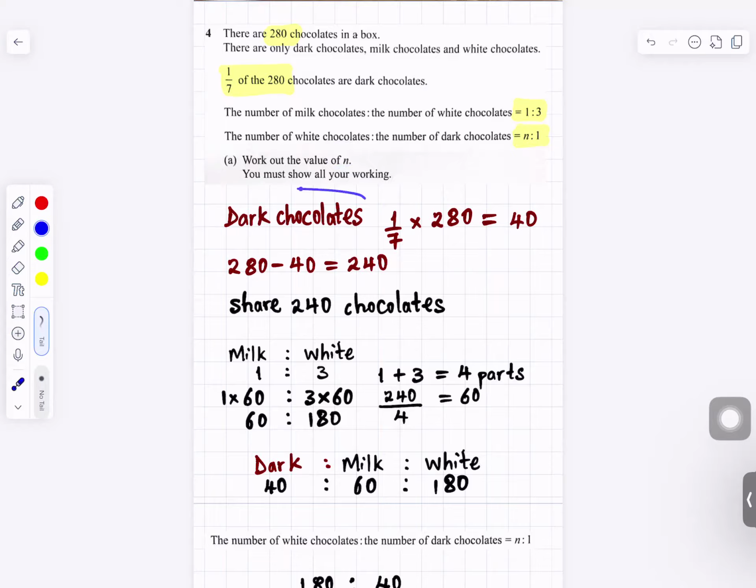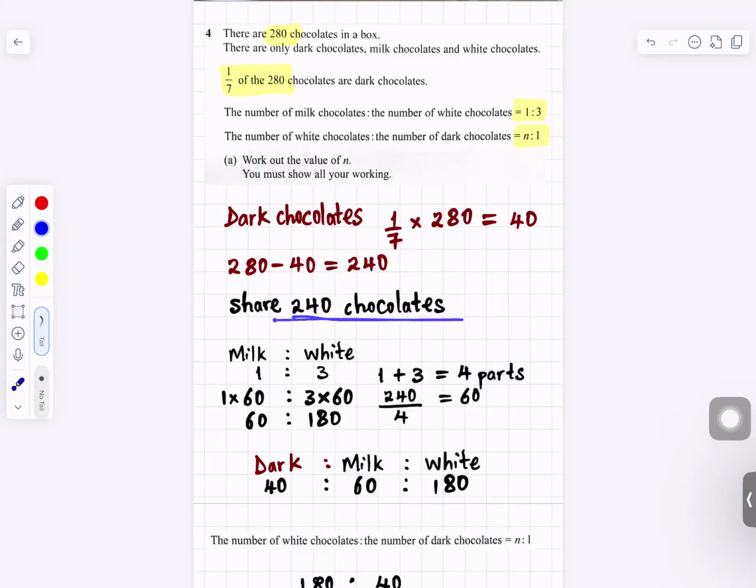So I start by working out how many dark chocolates there are. 1/7 of means times. So 1/7 times 280. You do 28 divided by 7, which is 4, and then put the 0. That means 40. Now we have to remove the dark chocolates. So there's 40 of them, and 280 minus 40 gives you 240.